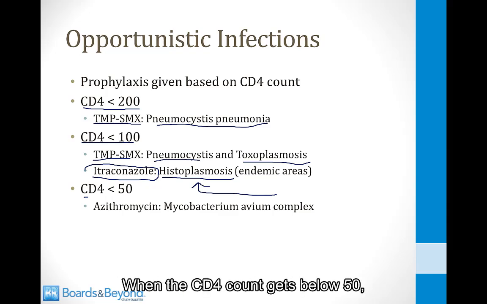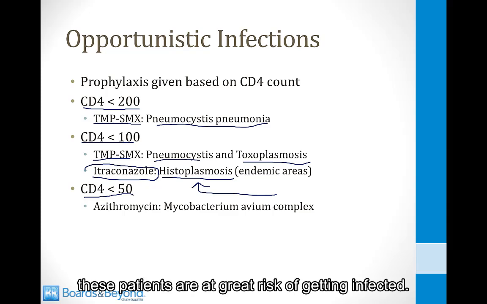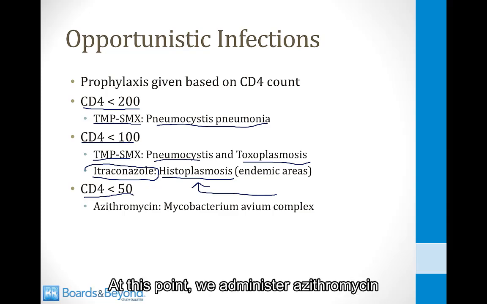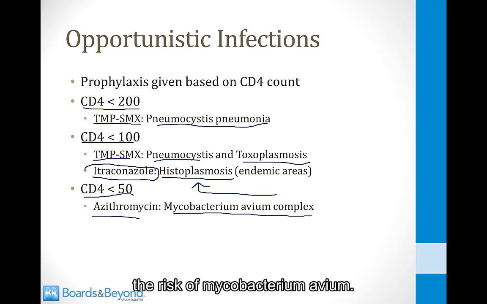When the CD4 count gets below 50, this is very low. These patients are at great risk of getting infected. At this point, we administer azithromycin, and that's because it lowers the risk of Mycobacterium avium.